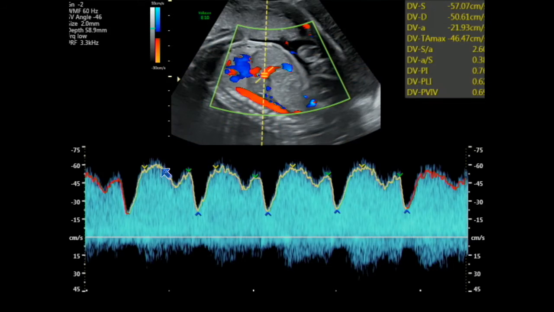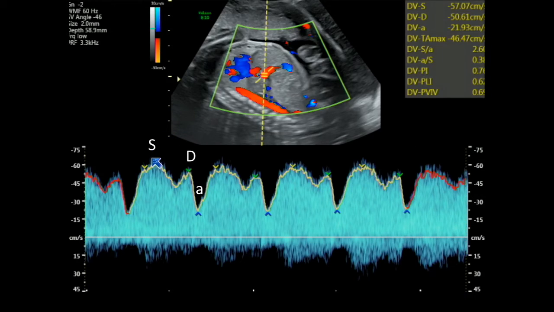A normal ductus venosus waveform will look like this. Now, the A wave velocity varies a little bit depending on gestational age. The earlier you are in pregnancy, the lower the A wave velocity. But nonetheless, there should always be anterograde flow through the whole ductus venosus waveform.